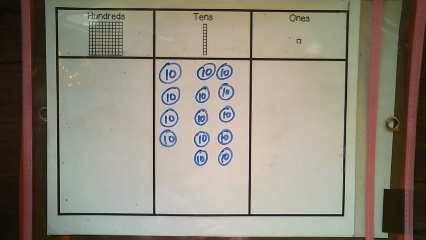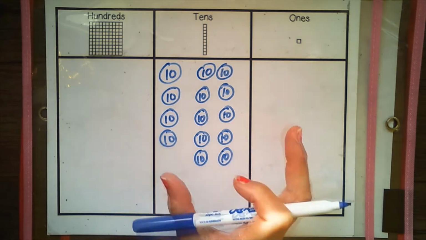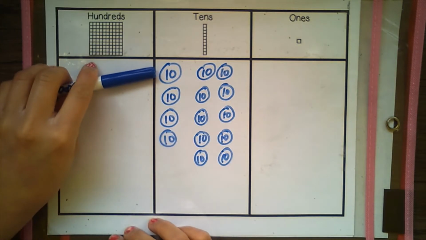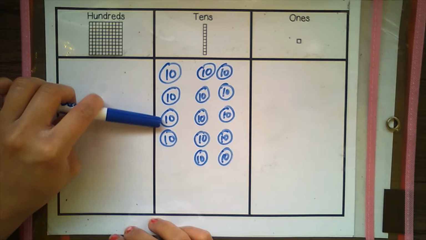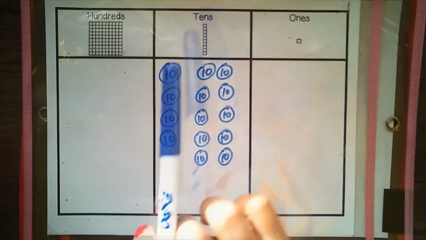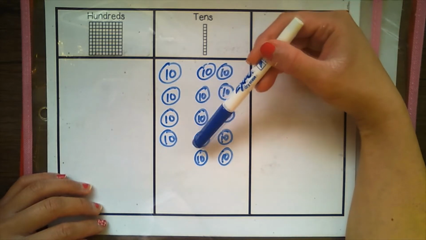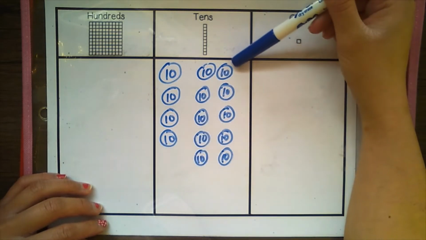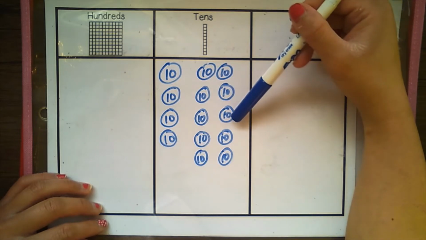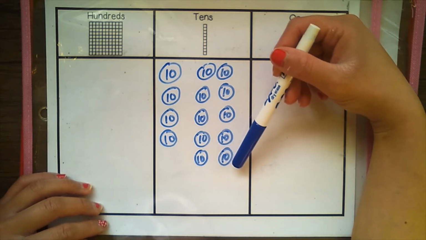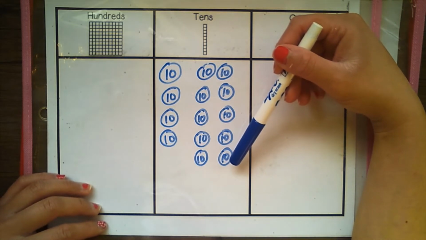Now, we're going to touch and count by tens to find the total value of our tens here. Ready? 10, 20, 30, 40, 50, 60, 70, 80, 90, 100, 110, 120, 130, 140. What is the value of 14 tens? Answer that in a full sentence. Great job. The value of 14 tens is 140.